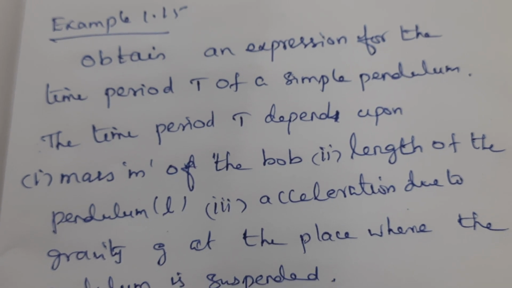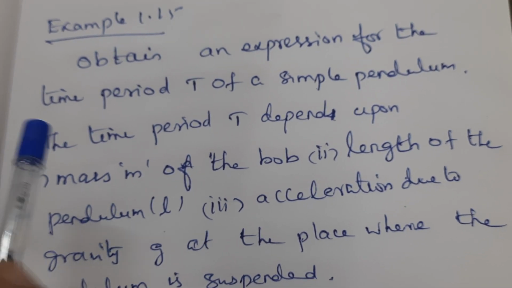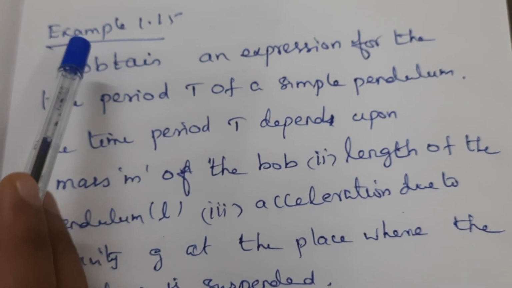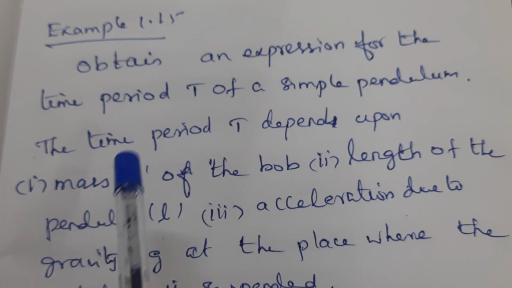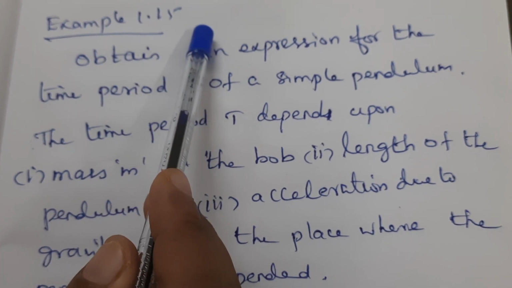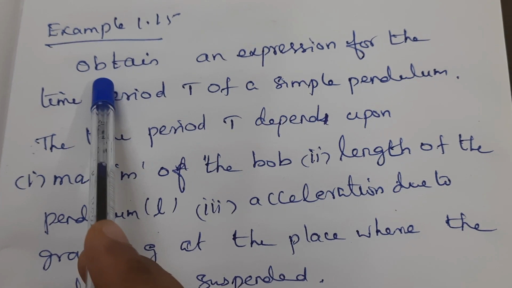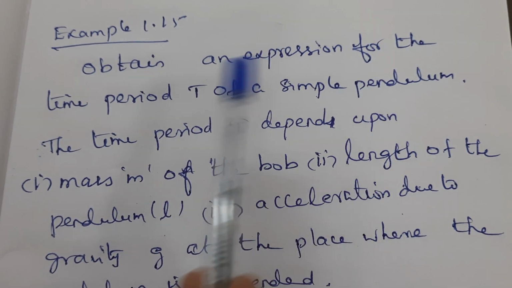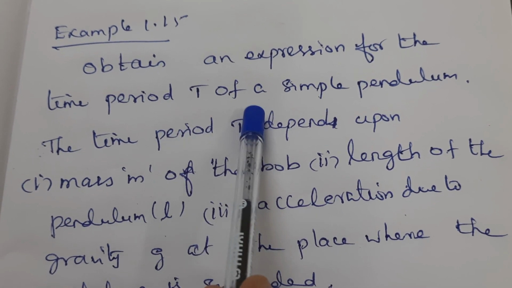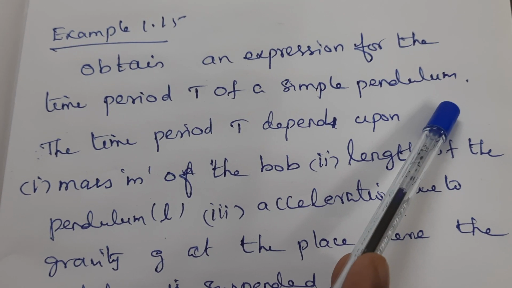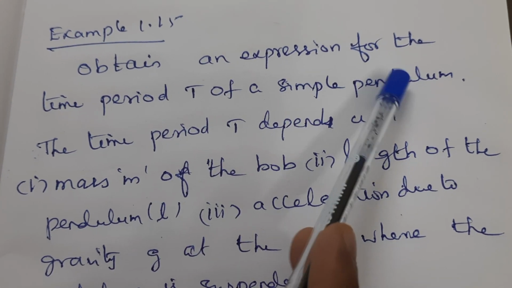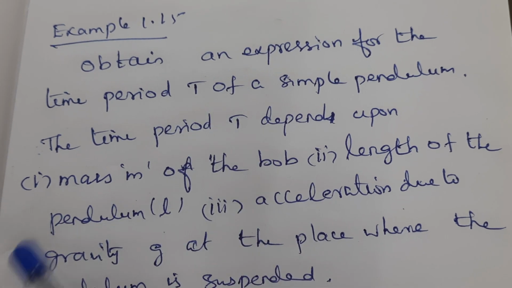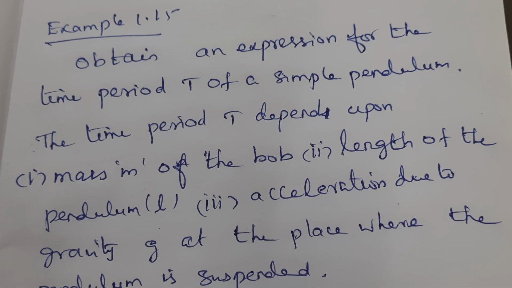Listen to the example related to the third use of dimensional analysis. Example 1.15. Obtain an expression for the time period T of a simple pendulum.